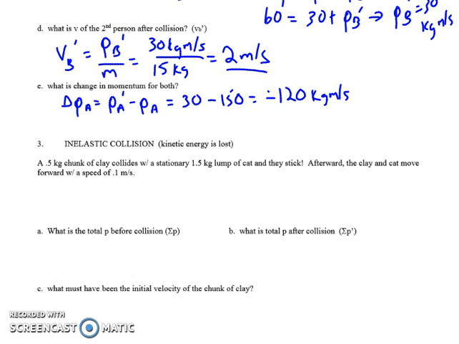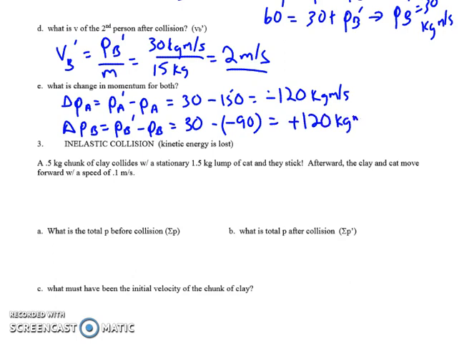So the law of conservation of momentum tells us that B should have gained 120, and let's check that out. So delta PB would be PB prime minus PB, and that's going to equal, let's see, PB prime was 30, the initial was negative 90. 30 minus negative 90 equals positive 120. And so, sure enough, we see momentum is conserved. Okay, we'll take a look at the other situations in class. Hopefully this makes sense.